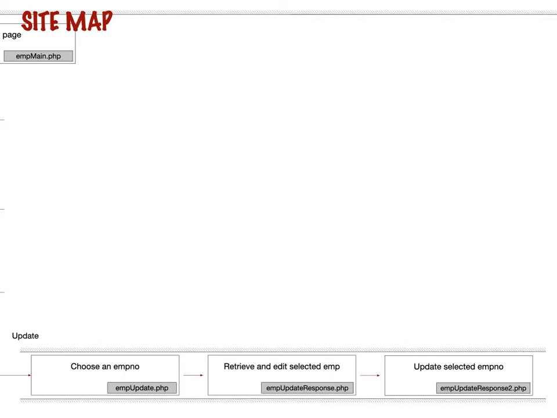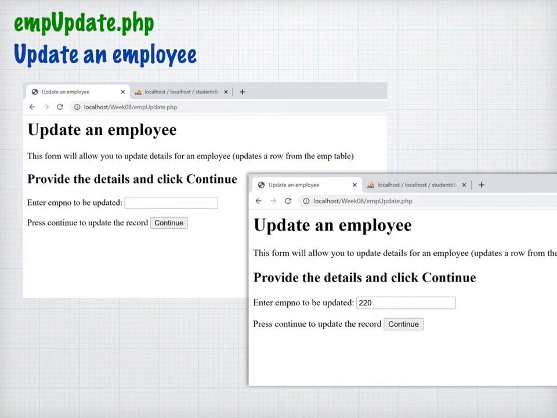Now update is quite complicated because it's actually going to require 3 different processes. So we're going to need to find out which employee we want to actually update, retrieve those details in a form that the user can then edit, and then finally send those updated details back into the database table. Now what that will look like is something like this. That's going to need, again, those 3 pages.